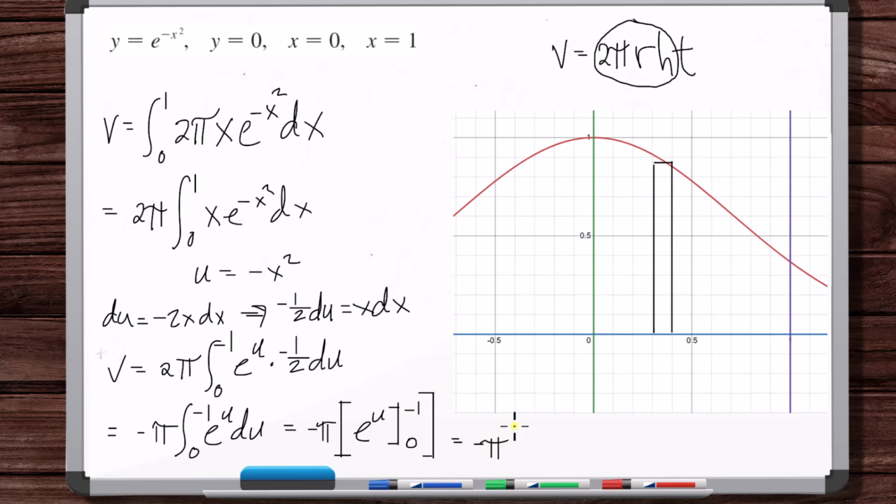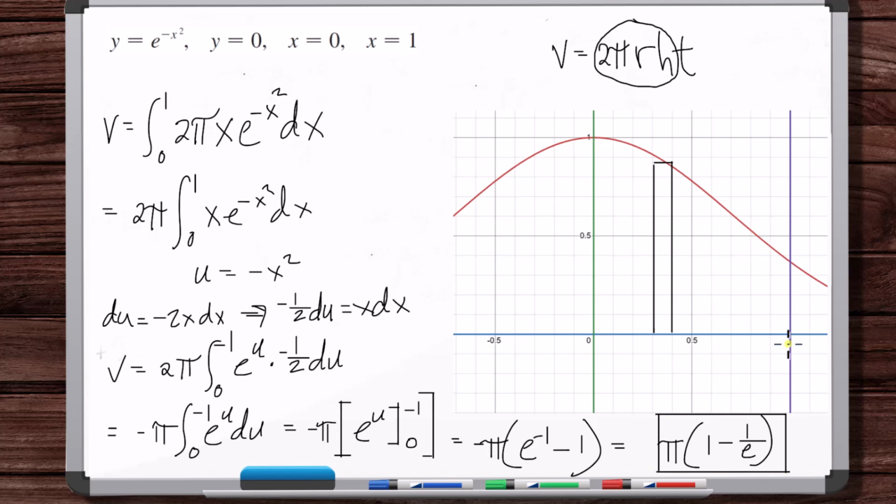So minus pi times e to the minus 1 minus e to the 0. Well, we can just make it pi times 1 minus 1 over e. And there you go. That is the volume of the solid obtained by rotating this area about the y-axis.